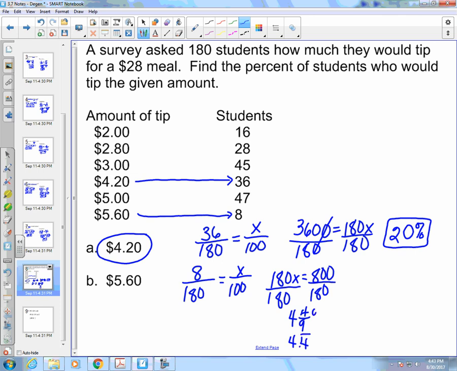4 4/9%. I would want the 4 4/9, not the 4.4 repeating. We don't want repeating decimals. If they would ask us to round it to the nearest tenth, then we could say 4.4%. Okay, but they didn't tell us to round on here, so technically we should have the mixed number answer.